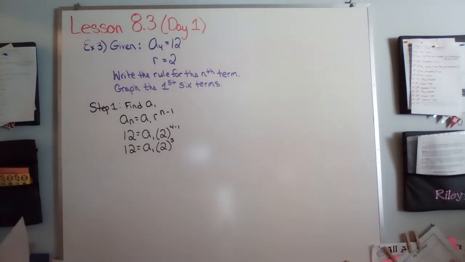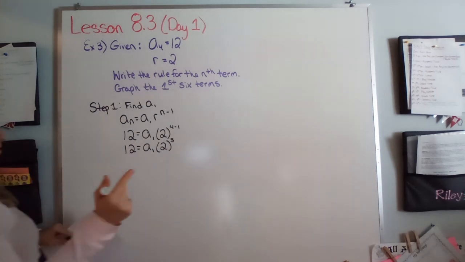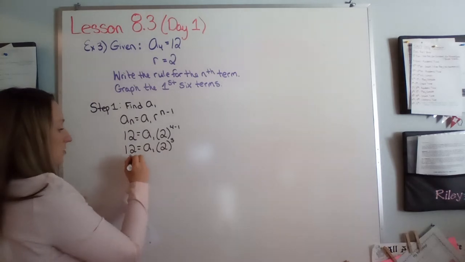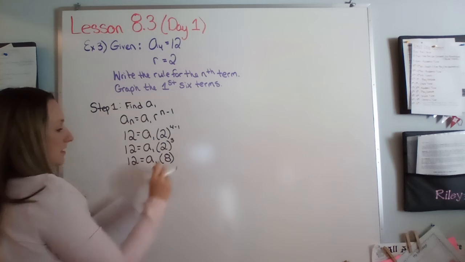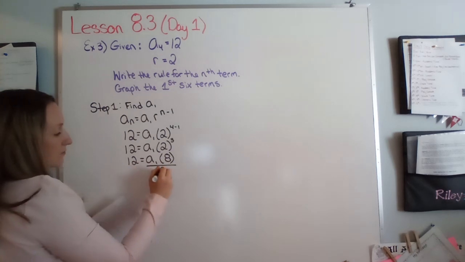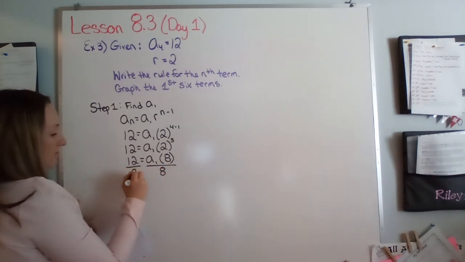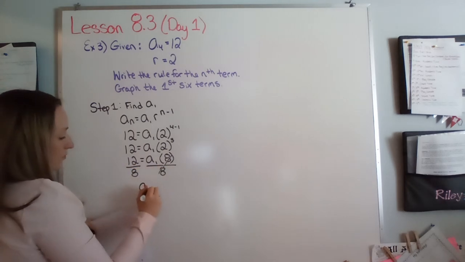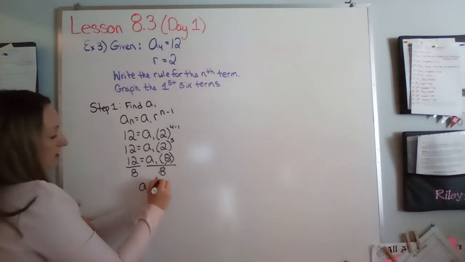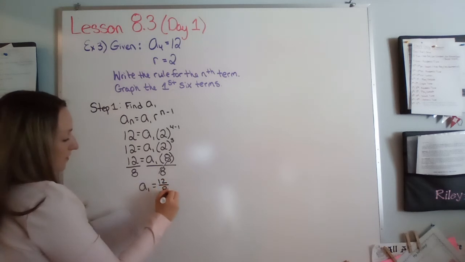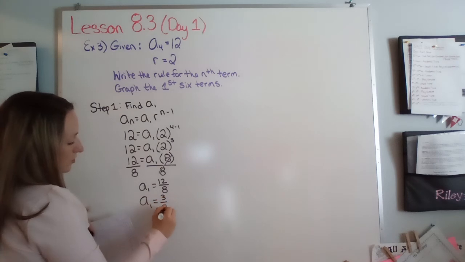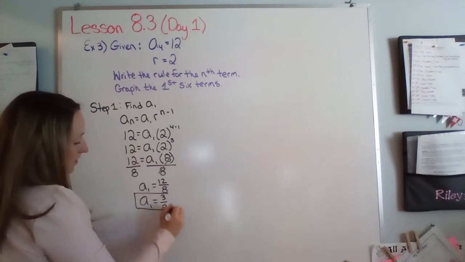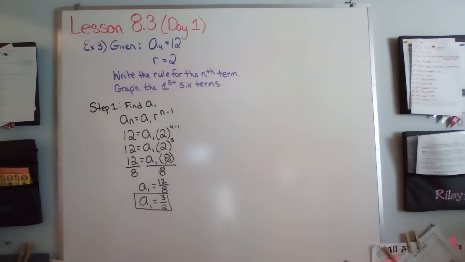All right, you're going to evaluate 2 raised to the 3rd. 2 times 2 is 4 times another 2 is 8. So I have 12 is equal to A sub 1 times 8. Now, getting A sub 1 by itself, I'm just going to divide both sides by 8. Now, I have A sub 1 is equal to 12 over 8, which, of course, we're going to simplify that fraction. Both are divisible by 4, so 3 over 2. Now that you know your first term is 3 over 2, you can write the rule.